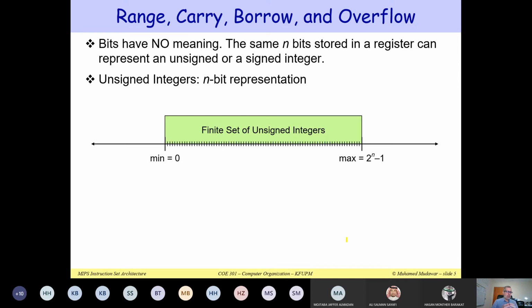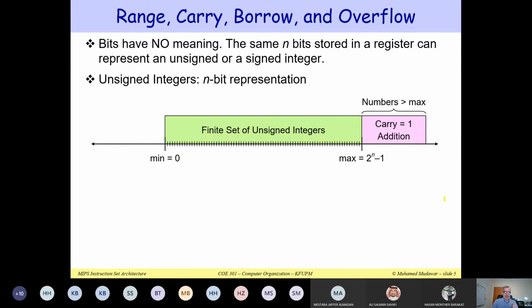On the other hand, if you are storing, let us say, a byte inside a memory and you are using only 8 bits, then the maximum will be 2 to the power 8 minus 1, which is 255. So if you are adding, let us say, 2 unsigned integers, and you exceed the maximum, then you will get a carry. So the carry indicates that your unsigned sum is out of range. That's the meaning of a carry.